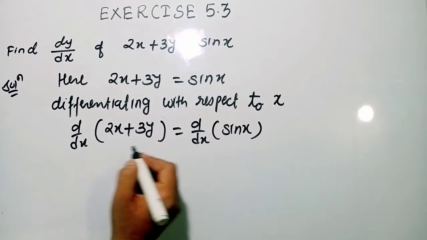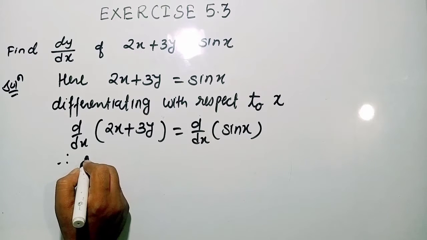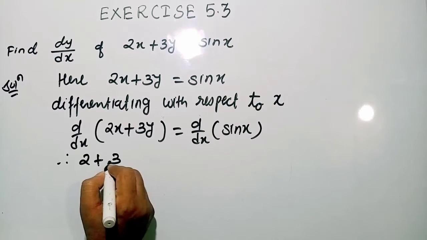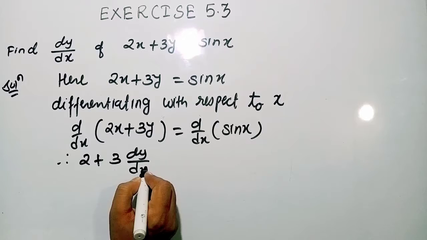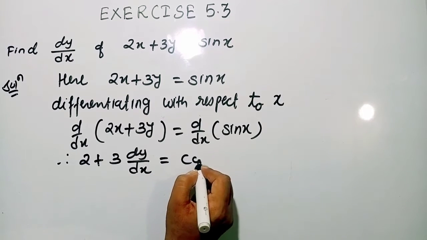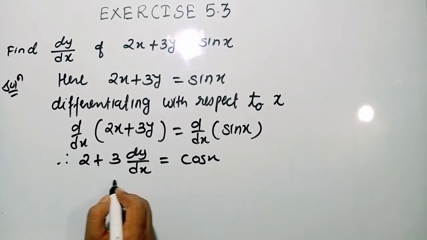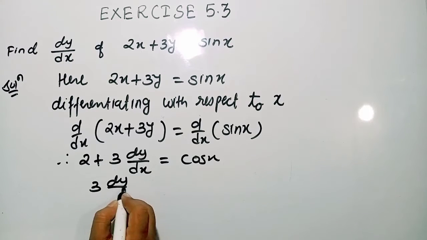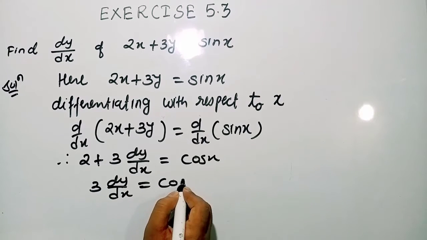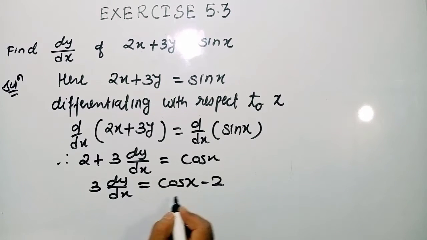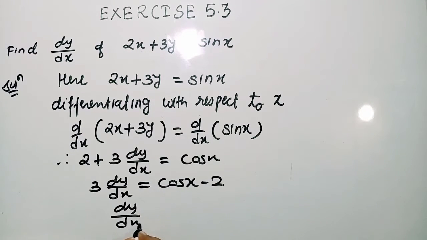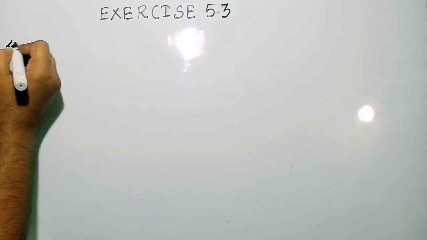Okay students, so derivative of x is 1. So 2 plus 3 times dy by dx, and similarly differentiation of sin x is cos x. Now we want to find dy by dx, so we are getting cos x minus 2. So dy by dx will be cos x minus 2 divided by 3. Okay students, in this way you can find the derivative of the function. Let us see the next question.